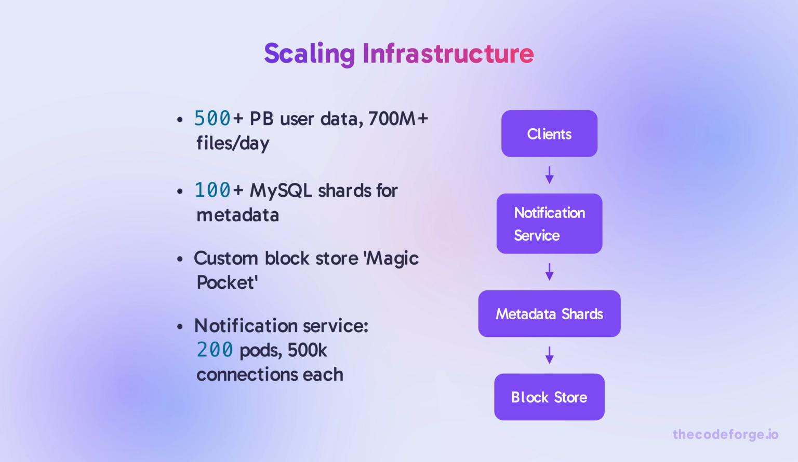Dropbox scales to 500 plus PB of user data and 700 million files uploaded per day. Metadata is sharded across 100 plus MySQL shards. The block store is a custom object store called Magic Pocket, built on JBOD servers. The notification service handles 500K long poll connections per pod, using a consistent hash ring to route users.